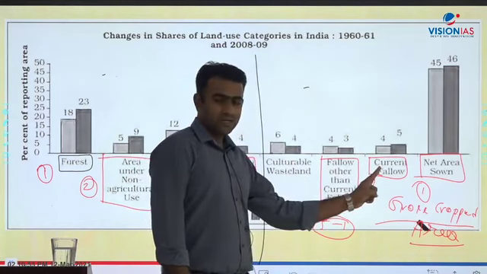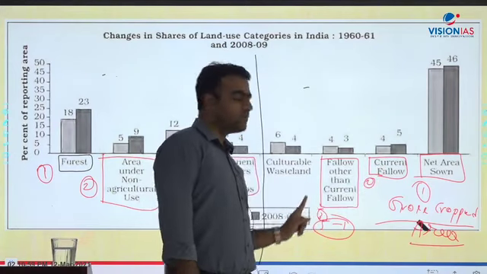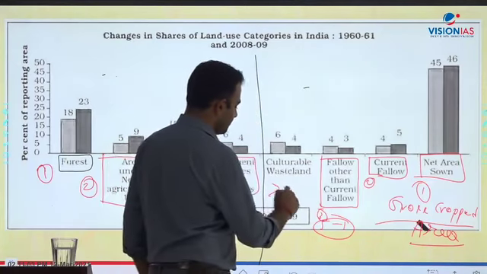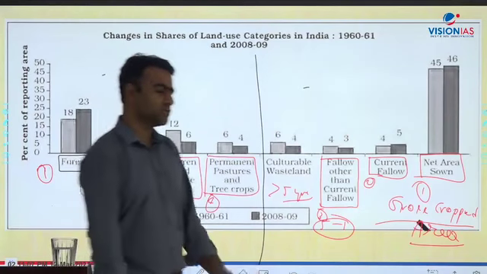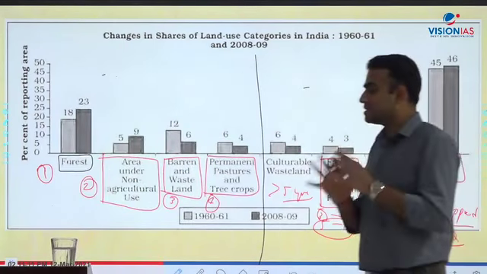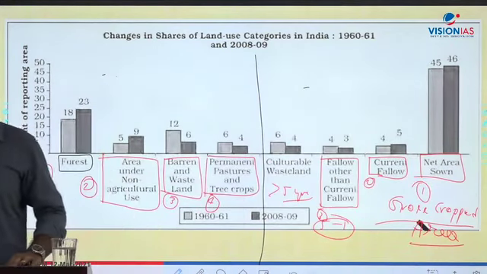If I have not done agriculture in the last 1 year, it is current fallow. Between 1 to 5 years, fallow other than current fallow. More than 5 years, it is culturable wasteland. That means if you leave it for more than 5 years, it becomes a wasteland, but it is still culturable. We can still do agriculture, but it has not been done in the last 5 years at all.